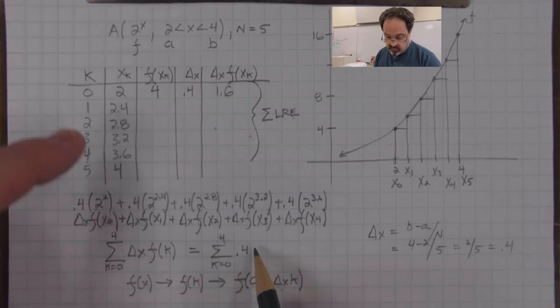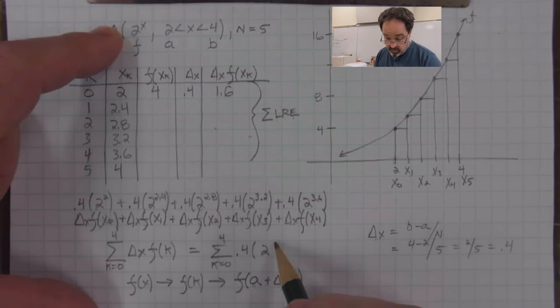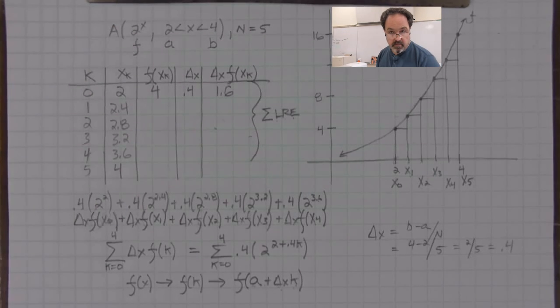In this example, the function is 2 times the input, and the input is going to be a plus delta x k, or in the exponent, 2 plus 0.4k. Let's check it.